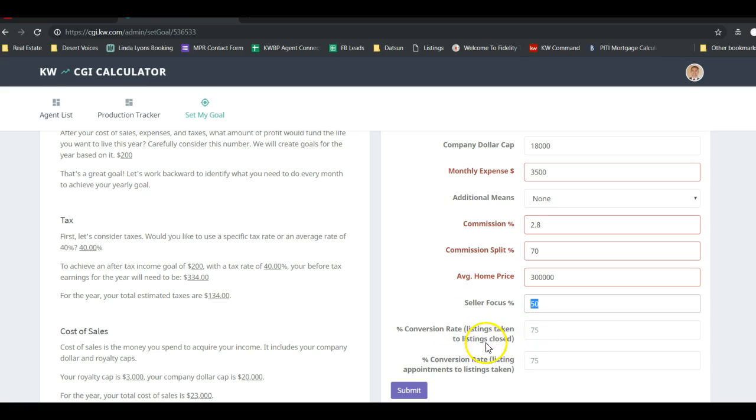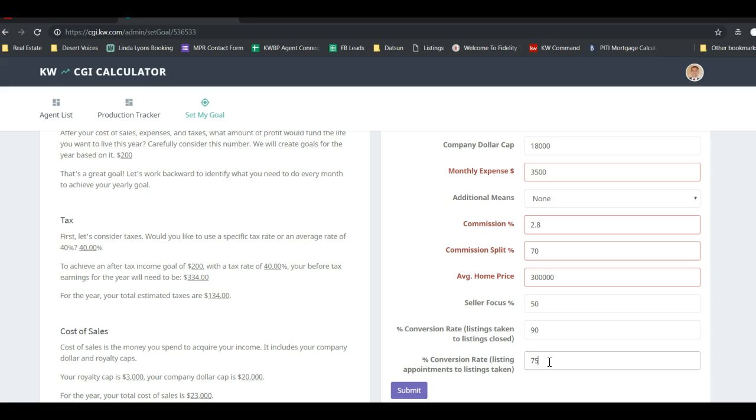Conversion rate, so listings taken to listings sold. Once you get that listing contract signed, how likely is it that listing is going to turn into money in your pocket? I'm Andy, about 90%. Okay, 90%. Andy's been doing this a while, so let's make sure that's 90. For those of you that don't have a record to go by, stick with the 75% default. It's going to be better for you.